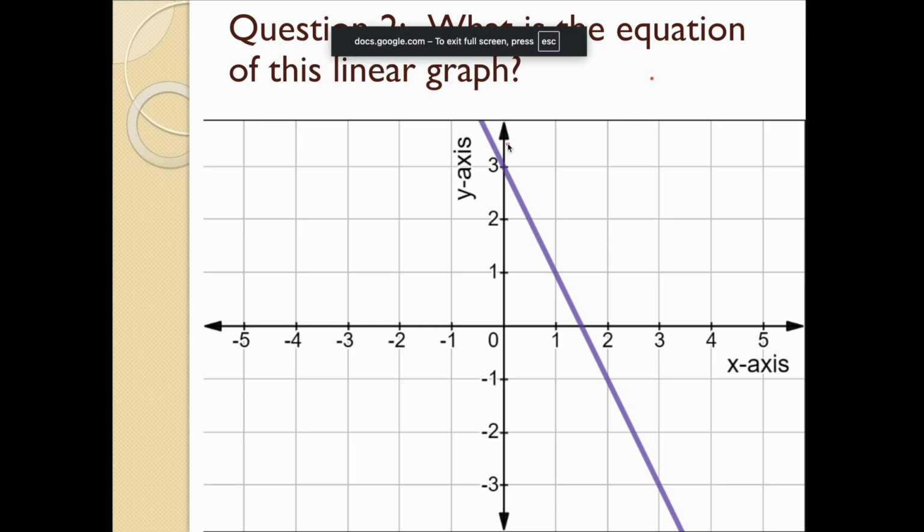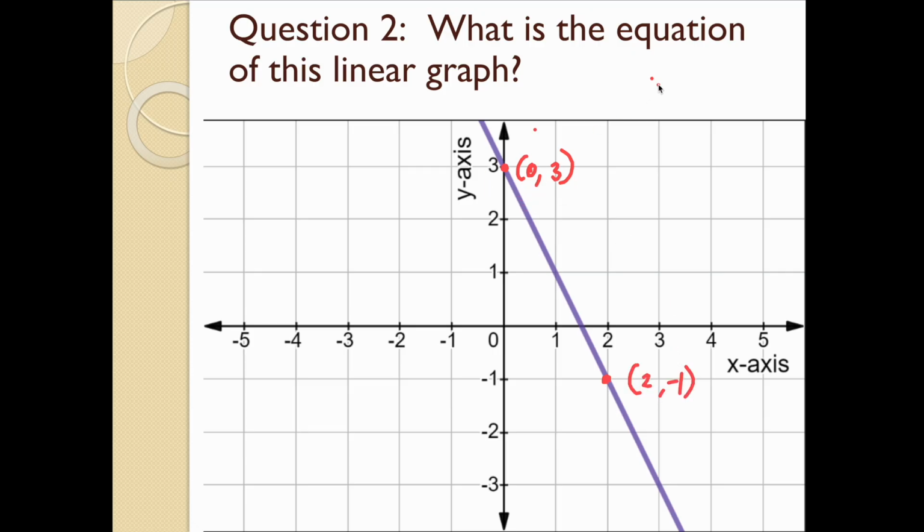So we got 2 points. This one I would use, 0, 3. And I would also use this one. I could have used this as well too, right? So let's use this one: 2, -1. All right, so I know that my y-intercept is 3. So c is equal to 3. It's passing here. Now my next thing is the gradient. So now I have to work out the gradient.